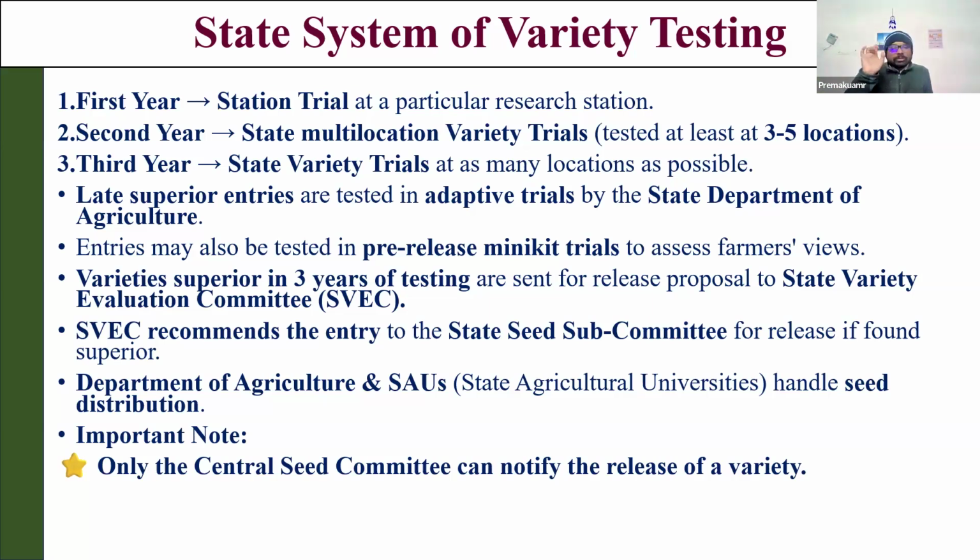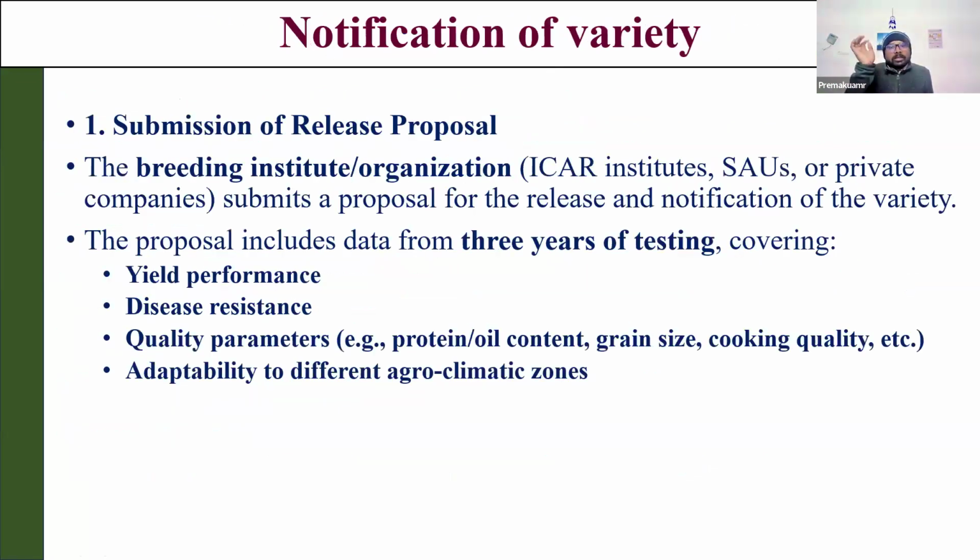But one important thing you should remember, only the Central Seed Committee can notify and release the variety. Here it may directly release for seed multiplication. But all seeds which are in the seed multiplication chain are not notified. It should be notified only under Section 5 of the Seed Act by the Central Seed Committee only. That you should remember. Then how do we notify the variety?